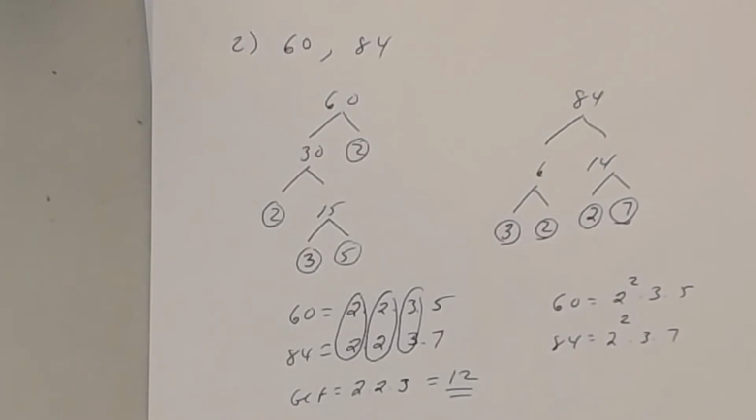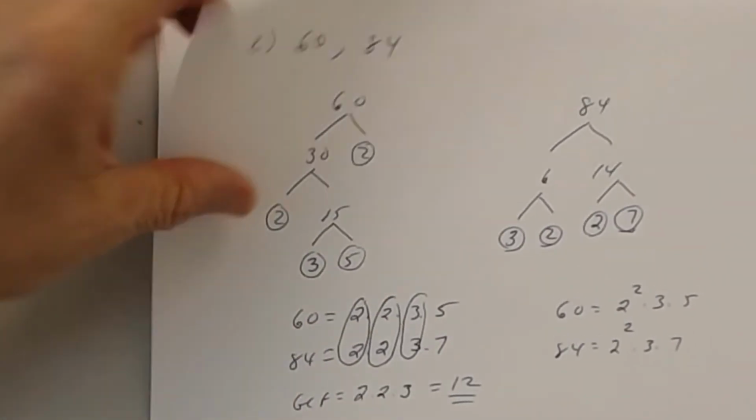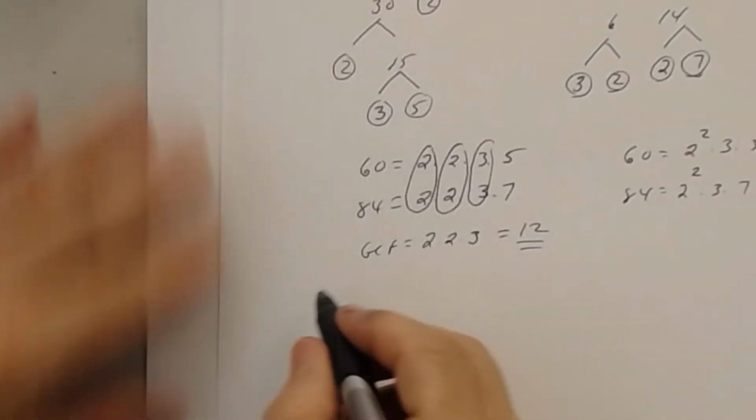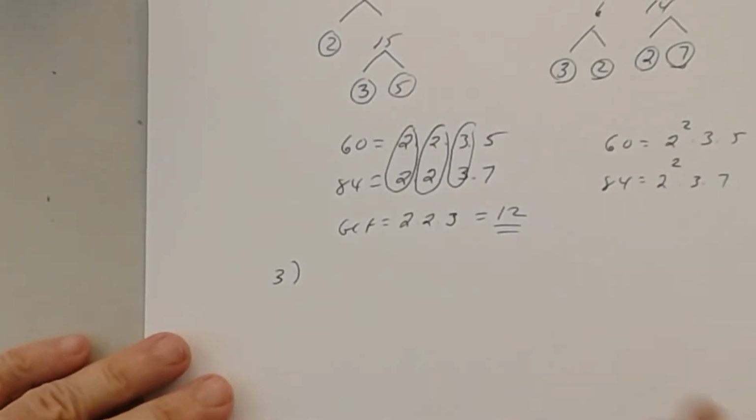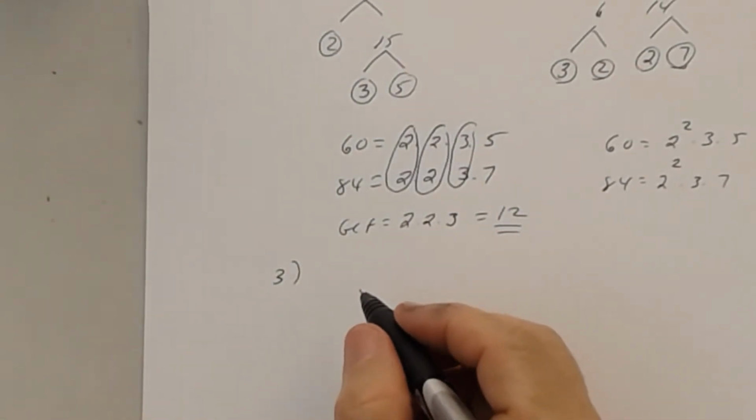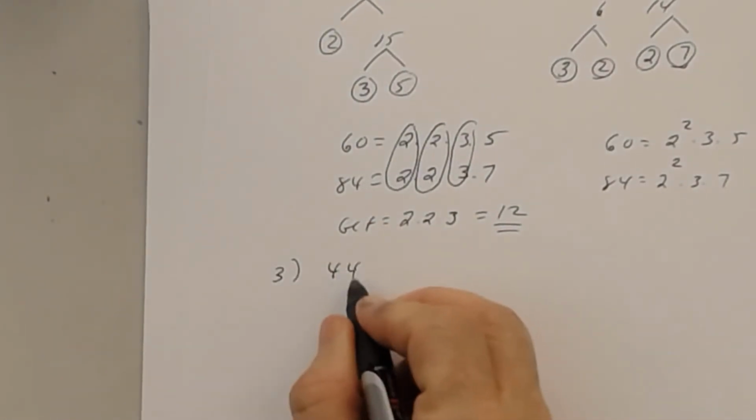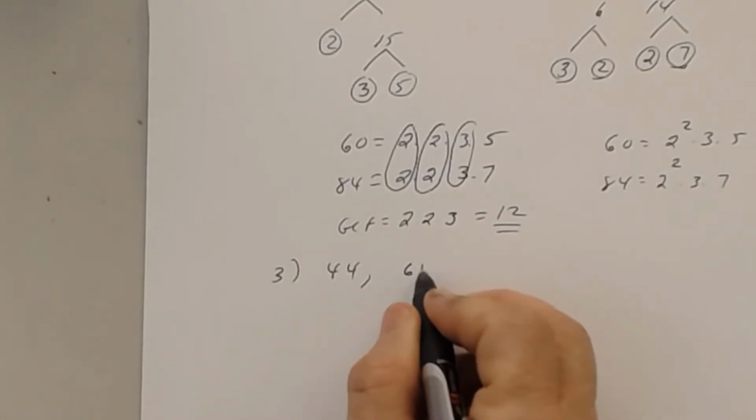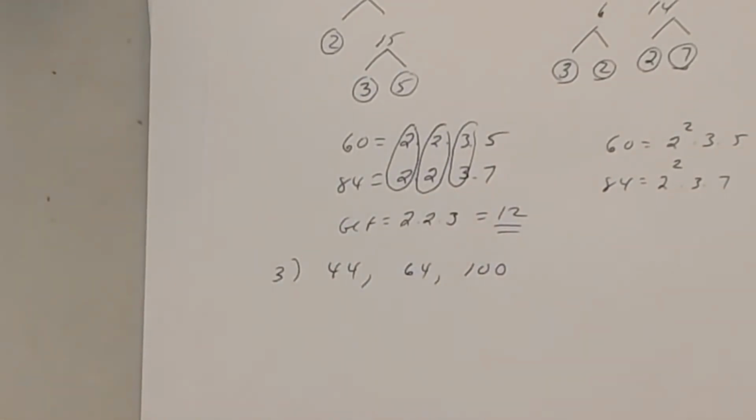Let's do one more. Let's do one with 3 numbers instead of 2. So 3 numbers. So this is number 3. So let's say I had this. I had 44, 64, and 100. 44, 64, and 100.